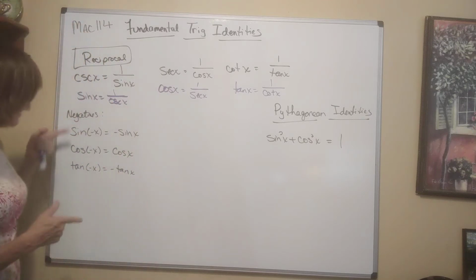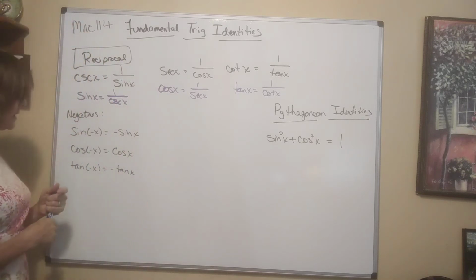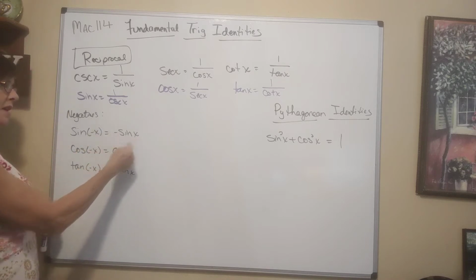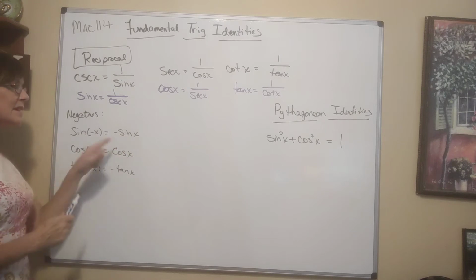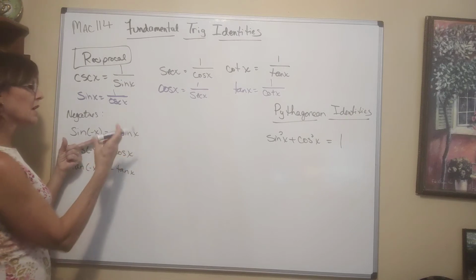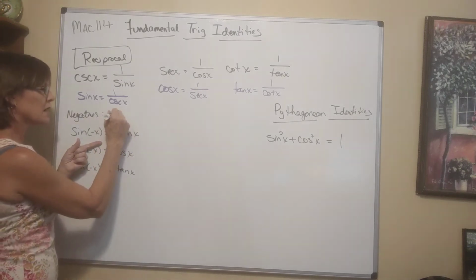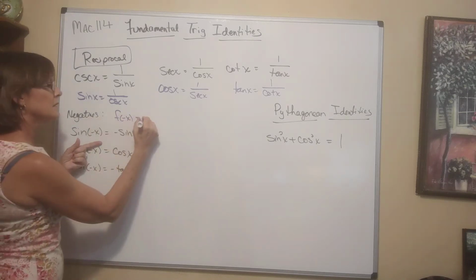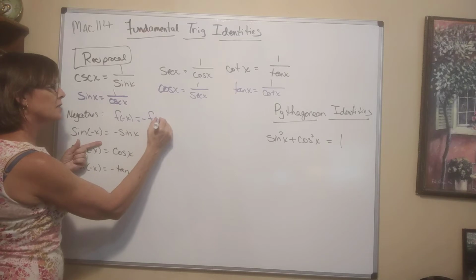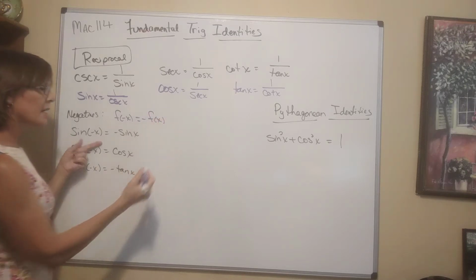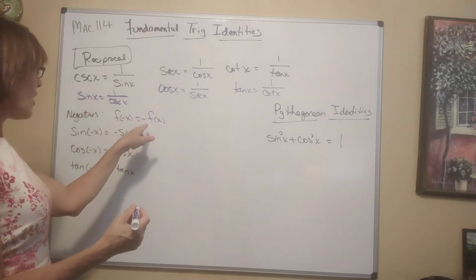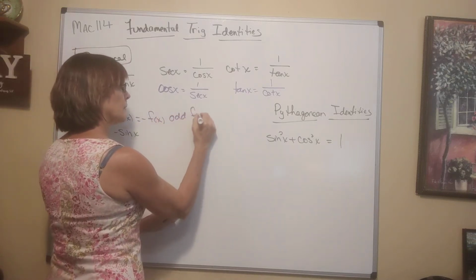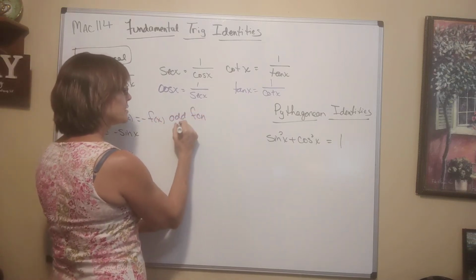The negatives, these are the negative identities. If we take the sine of negative x, that's equal to negative sine x. This is whenever a function, any kind of function, if you take in college algebra, hopefully you saw this, that f of negative x is equal to negative f of x. If that is true, then you're looking at an odd function. And this reflects across the origin.